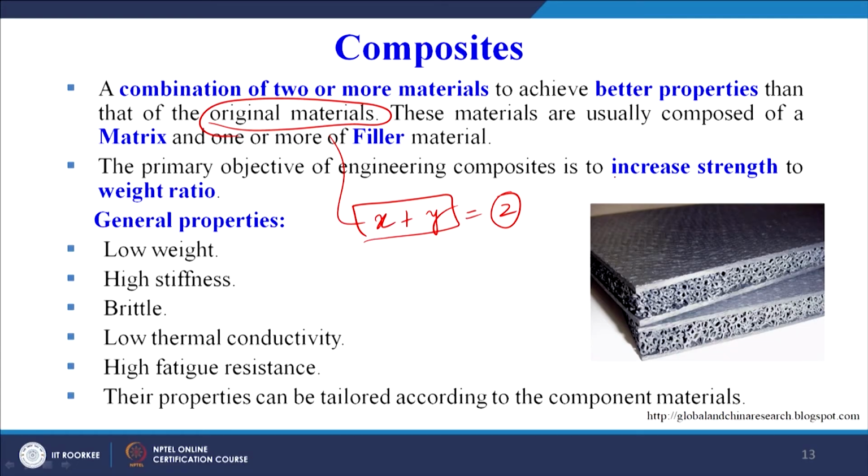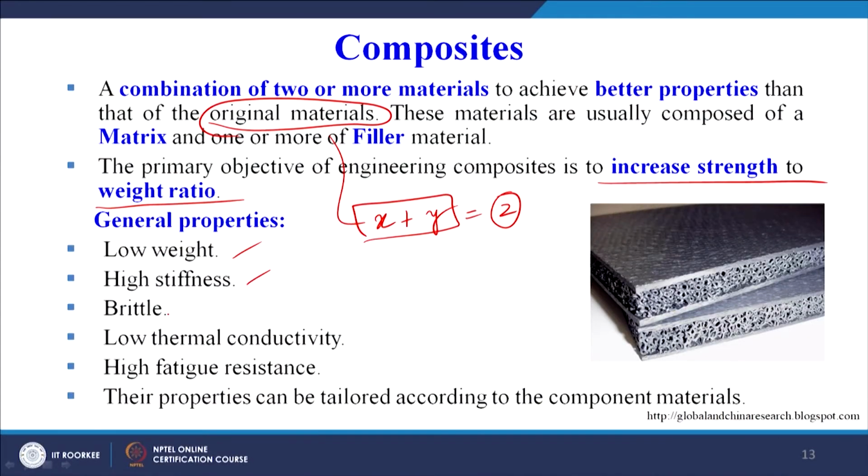The primary objective of engineering composites is to increase the strength to weight ratio. This is specifically for one family of composite material, the polymer matrix composites. We have other types of composites also, like metal matrix composites and ceramic matrix composites. Now the general properties of composites: they have low weight, high stiffness, and are brittle when we talk of thermosets as the matrix material. Thermoplastics are not that brittle. They have low thermal conductivity, high fatigue resistance. Their properties can be tailored according to the component materials.